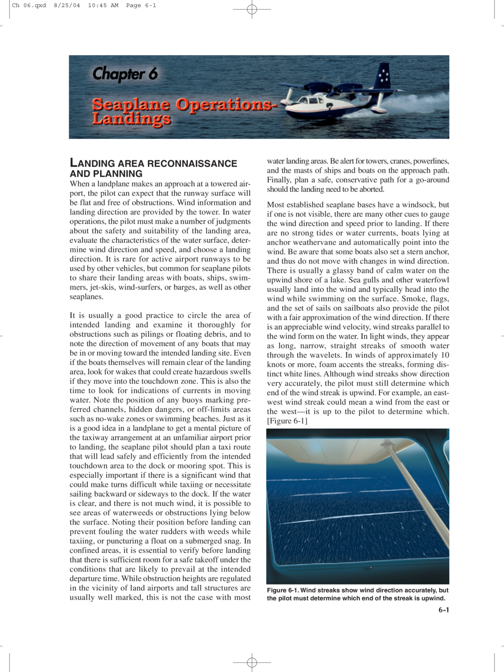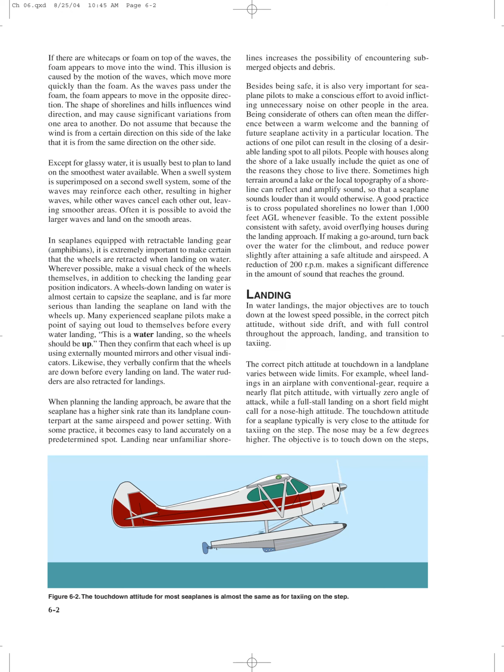If there are white caps or foam on top of the waves, the foam appears to move into the wind. This illusion is caused by the motion of the waves, which move more quickly than the foam. As the waves pass under, the foam appears to move in the opposite direction. The shape of shorelines and hills influences wind direction, and may cause significant variations from one area to another. Do not assume that because the wind is from a certain direction on this side of the lake that it is from the same direction on the other side. Except for glassy water, it is usually best to plan to land on the smoothest water available.